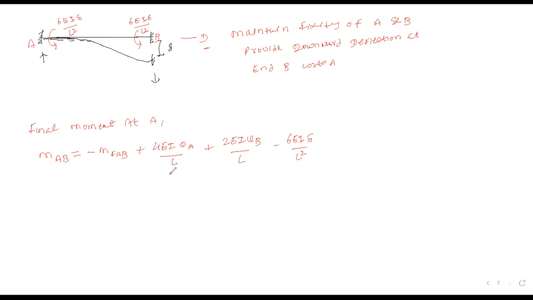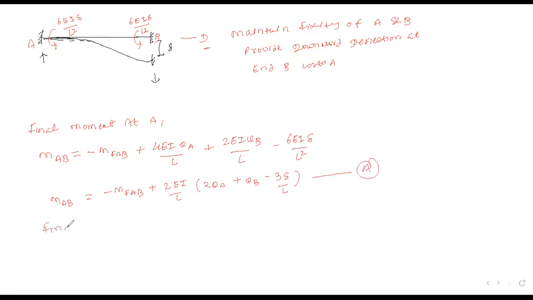So now in the last three terms we will take 2EI by L common. So we have MAB equals minus MFAB, plus 2EI by L common. So can I write here 2 theta A plus theta B minus 3 delta by L? Is it clear or not? Please confirm. Taking 2EI by L common, the first term leaves 2 theta A, the second leaves only theta B, and the last term leaves 3 delta by L. Is it clear or not? Please confirm. This is your equation number 8.